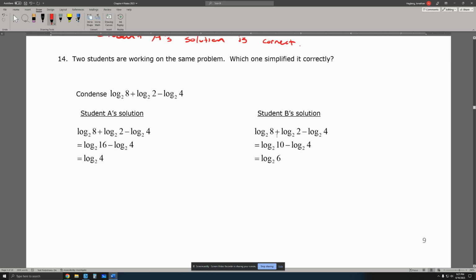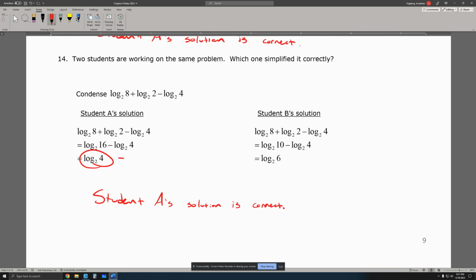Student B wrote this as the sum of 8 and 2, which is 10, and then also the difference of 10 and 4, which is 6. So again, I'll let you take a moment, think about it. What's your answer? The correct solution here is student A again. Remember, this is a product and quotient rule. So we need to multiply the arguments together. Okay.